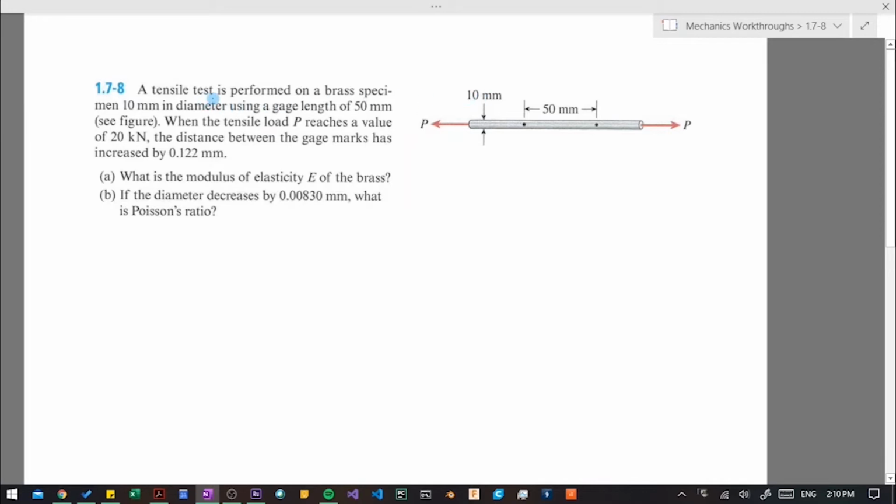So for our givens, we have the diameter as well as the gauge length and our load P and the amount the gauge length increases, this value, which is our delta, or our change in length. And then for part B, we're also given the change in diameter, which is our delta prime. And we use the prime notation for saying that it's not in the axial direction. So normally we have our change in length or our strain along the axis. But when we're talking about those values perpendicular to it, we would use the prime notation.